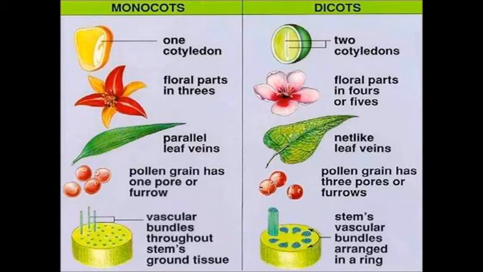Flowering plants can be divided into 2 categories, monocots and dicots. Monocots are the flowering plants with an embryo that bears a single cotyledon, while dicots are the flowering plants with an embryo that bears 2 cotyledons. They also have many differences, such as their floral parts, their veins, and their vascular bundles.